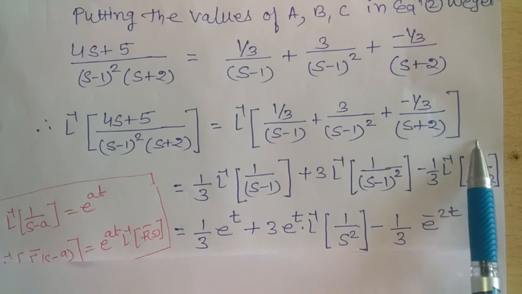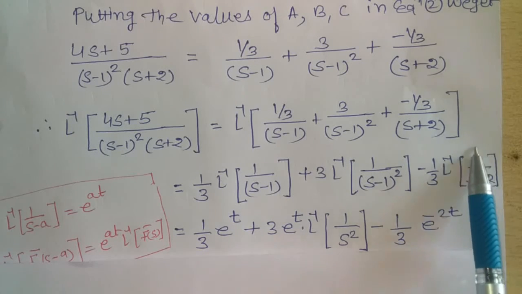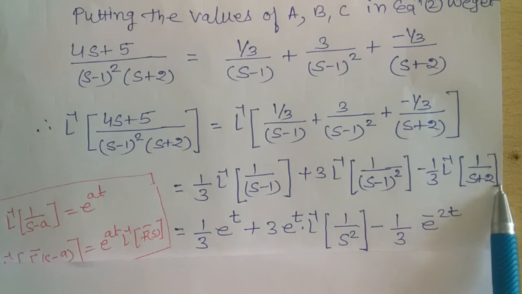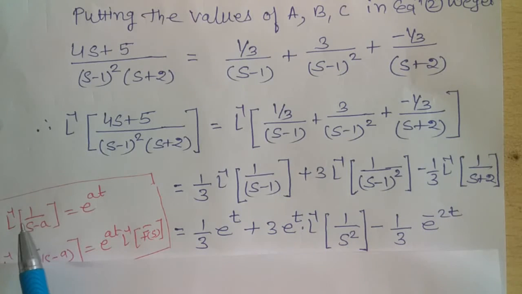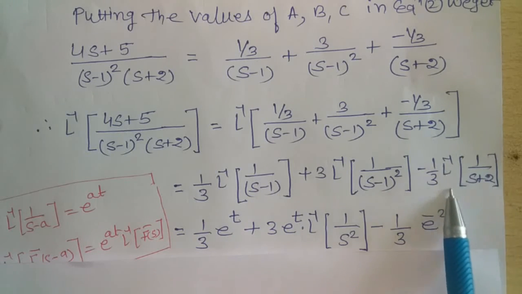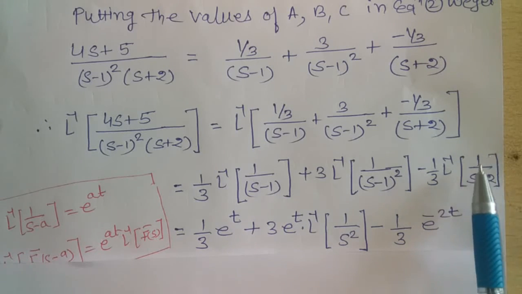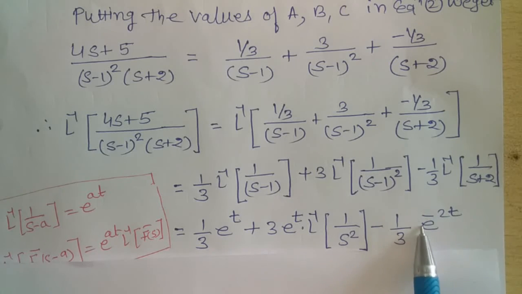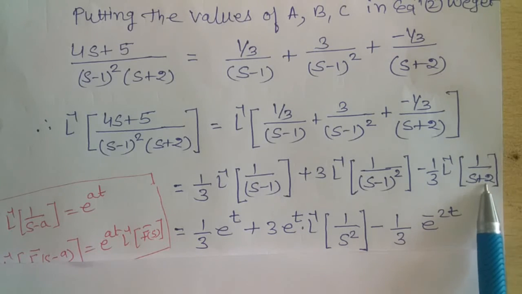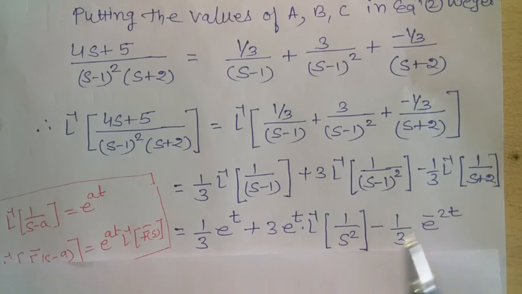Now in this term we have 1 upon s plus 2, which is 1 upon s minus of minus 2. So using this formula, the inverse Laplace transform of 1 upon s minus a is e raised to at, we get the inverse Laplace transform of 1 upon s plus 2 is e raised to minus 2t, as the value of a is minus 2.